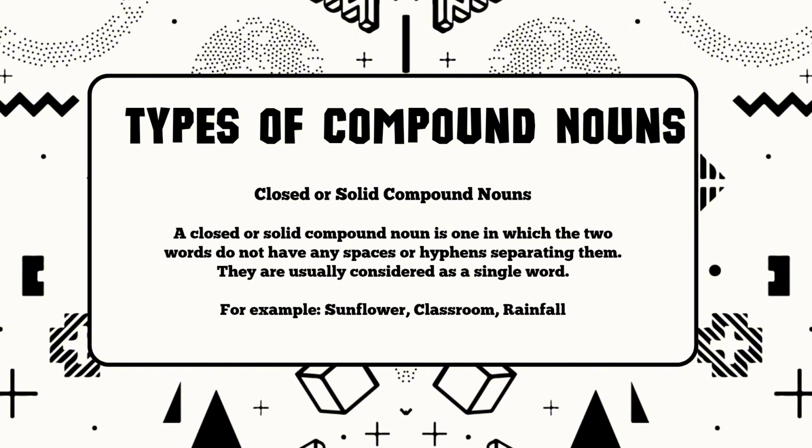Last, closed or solid compound nouns. A closed or solid compound noun is one in which the two words do not have any spaces or hyphens separating them. They are usually considered as a single word. For example, sunflower, classroom, rainfall.